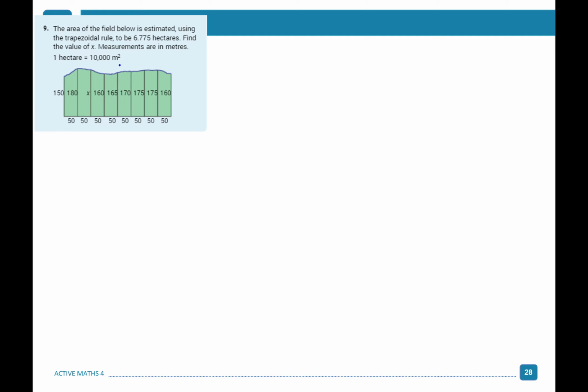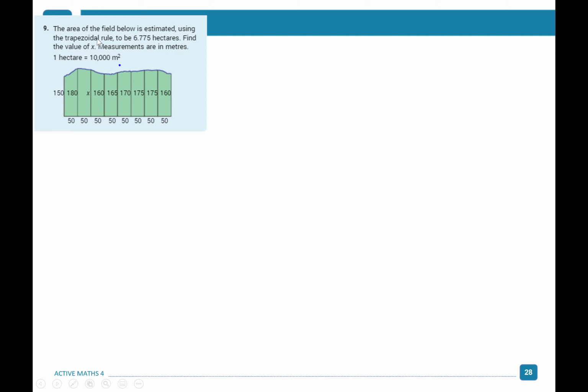And it's estimated to be 6.775 hectares. Find the value of x, and your measurements are in meters. We're also told that 1 hectare is equal to 10,000 meters squared. So in this case, they are telling us the area, but they want you to find one of the unknown heights, so one of the unknown y values.